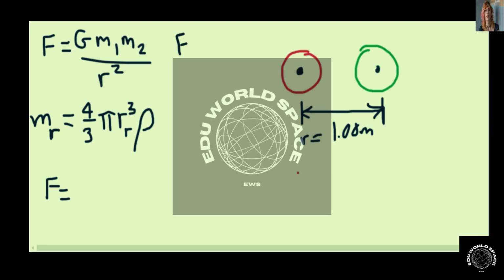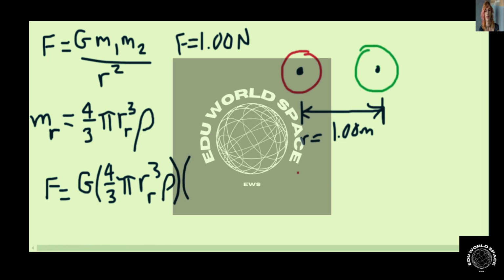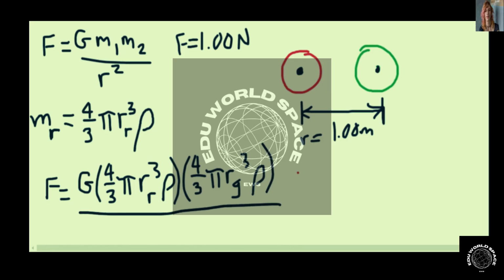and we're told that force is 1 Newton. So force equals G M red, which would be 4/3 pi r red cubed times the density, times M green, which is 4/3 pi Rg cubed times the density, over r squared.